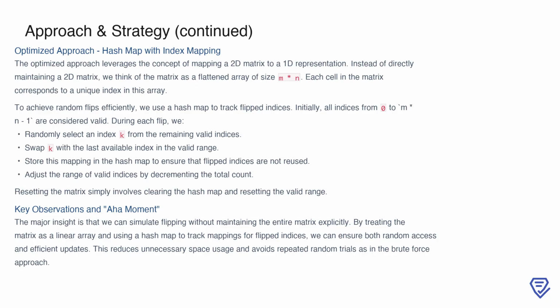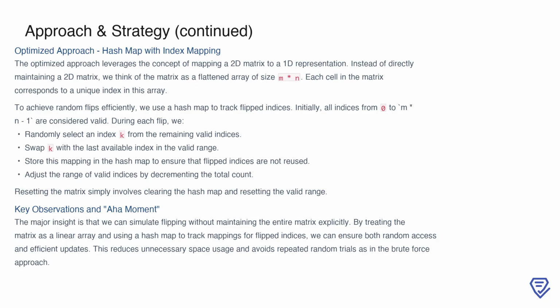During a flip operation, we randomly select an index k from the remaining valid indices. Then, we swap k with the last available index in the valid range and record this mapping in the hash map. This ensures that flipped indices are not reused. Finally, we reduce the range of valid indices by decrementing the total count. Resetting the matrix is straightforward, just clear the hash map and reset the valid range.